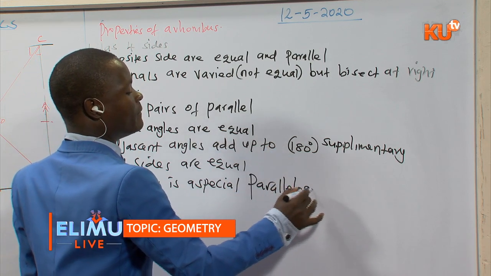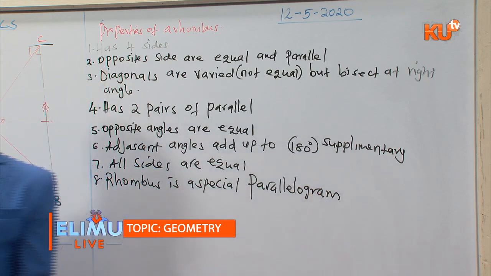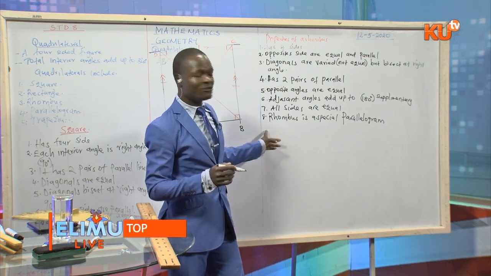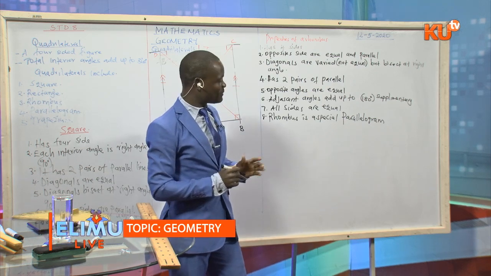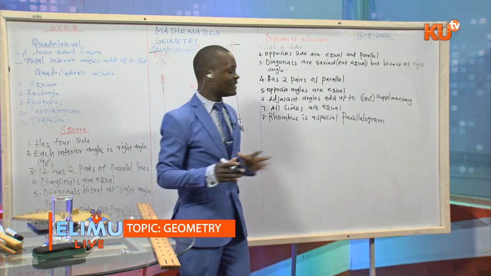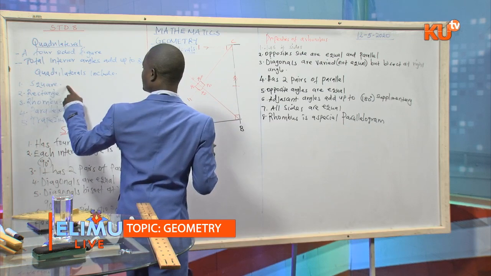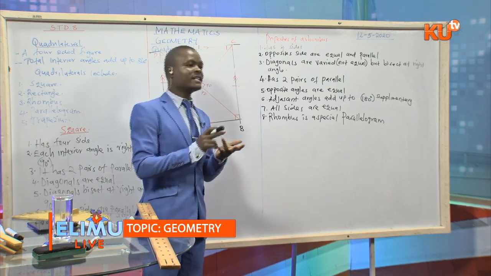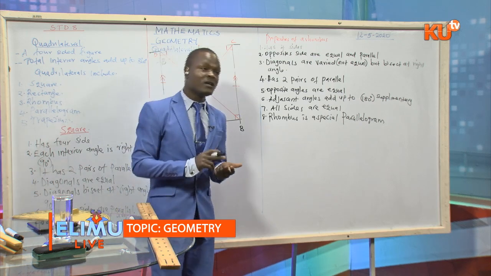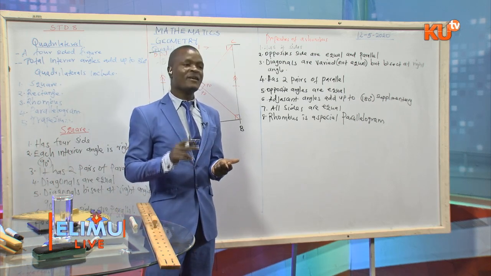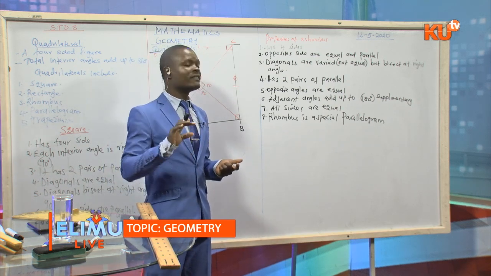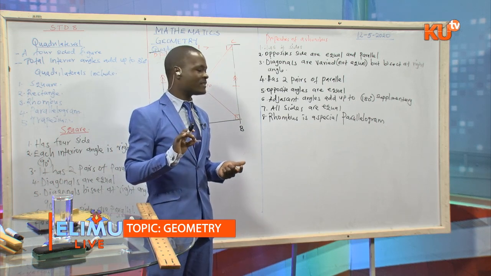Then the eighth one, rhombus is a special parallelogram, but parallelogram cannot be a special rhombus. So that is also another area that is always confusing. Rhombus is a special parallelogram, but parallelogram is not a special rhombus. In fact, square, rectangle, rhombus are all special parallelograms. But the vice versa is not true. That is, it will be wrong if you say that parallelogram is a special rhombus.